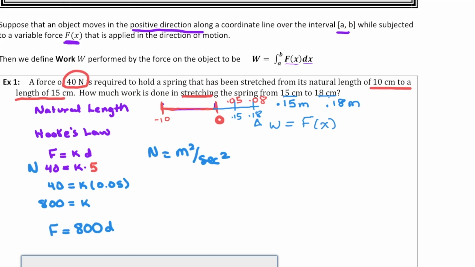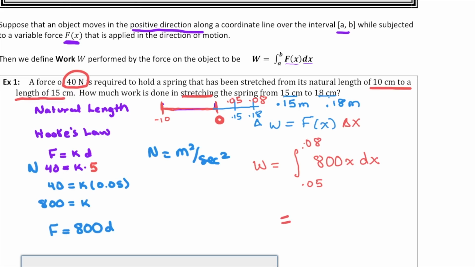So our delta W is going to be equal to F of x times our delta x, where x is traveling between 0.05 and 0.08, and that gives us our endpoints. So F of x is now replaced with 800x, and then our delta x is, of course, dx. So the amount of work done is going to be given to us by this lovely equation.